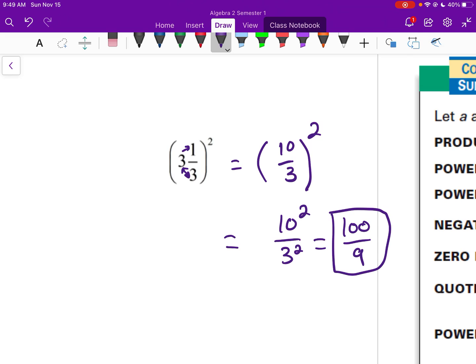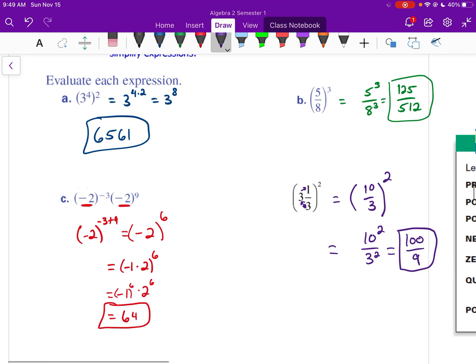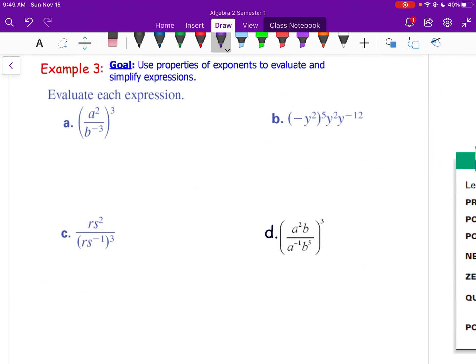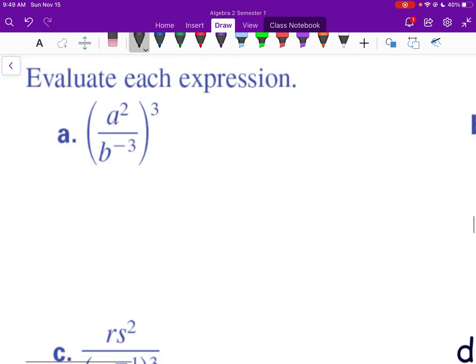Okay. I typically see a lot of mistakes on that. You need to remember to change it to an improper fraction. If not, it is not going to work. All right, so let's get into some that require using multiple properties. Okay, so letter A there.